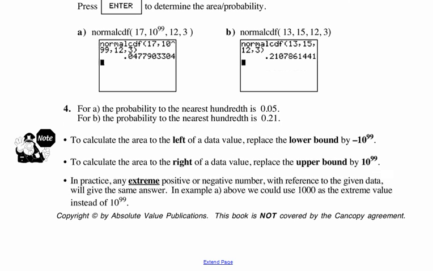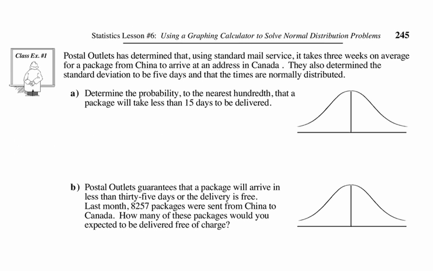Okay, so for lower bound, remember we still use negative 10 to the power of 99. For upper bound, 10 to the power of 99. It's for positive, for extreme values, right, to the infinity. So let's look at an example.